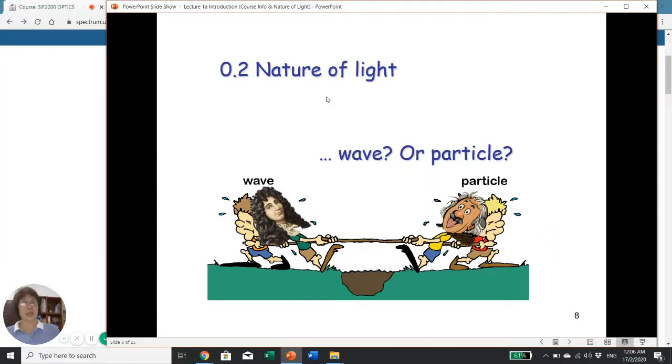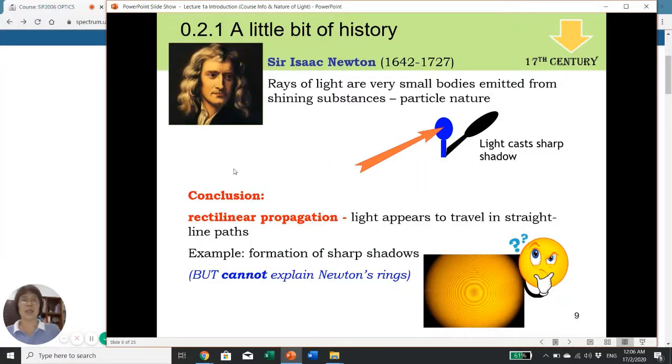So let's start with the introduction on the nature of light. Is it a wave or is it a particle? We'll start with the initial study of light by Isaac Newton. Here, he said that rays of light are very small bodies emitted from shining substances. So this is the corpuscular nature of light, which gives a particle nature. And he concluded that light appears to travel in a straight line. Well, that's what he saw from the sharp shadows cast by light being obstructed by an obstacle. But it cannot explain the formation of Newton's ring. This is Newton's ring.